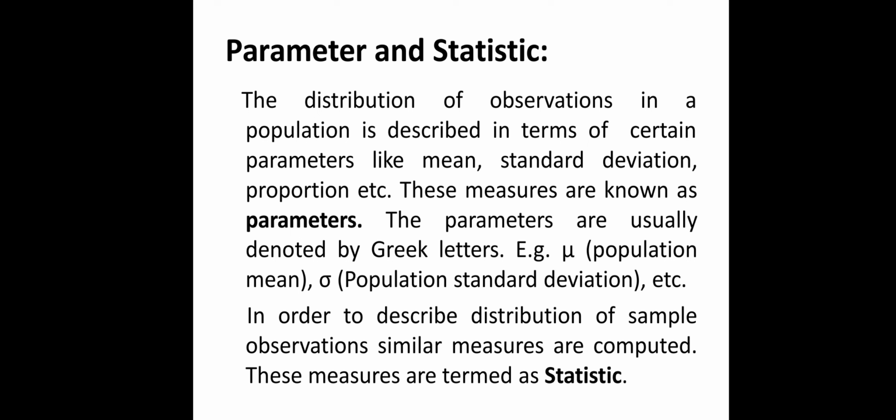Now before knowing about the test of significance, we have to know about the parameter and statistic. These are two terms used in statistics. Parameters are defined for the population. Whenever we have a population, it is described by parameters like mean, standard deviation, proportion, and variance. They are denoted by Greek letters. Like mu is denoted for population mean, sigma for population standard deviation, and sigma square for variance.